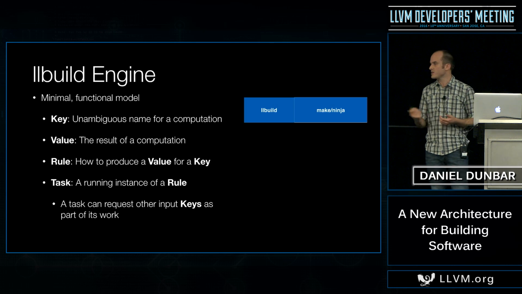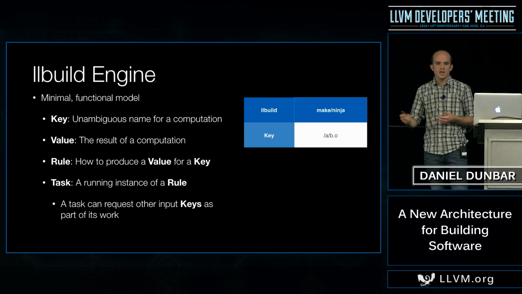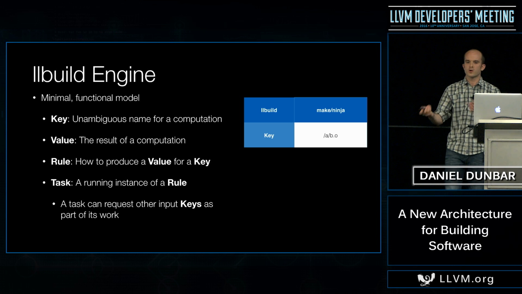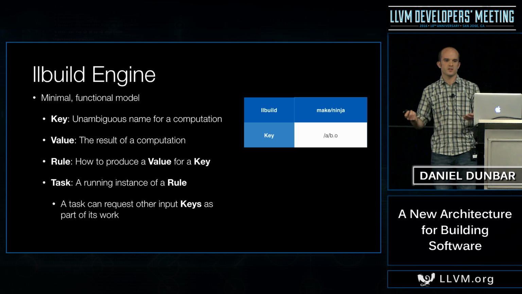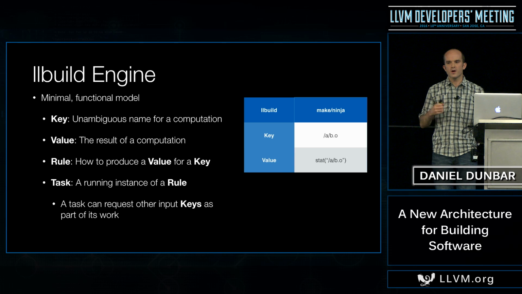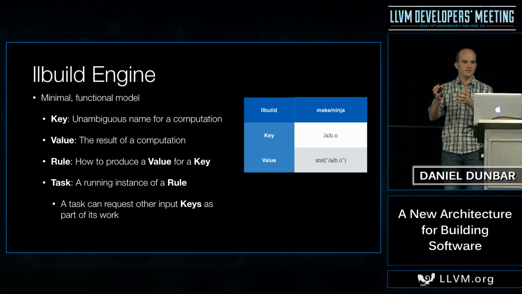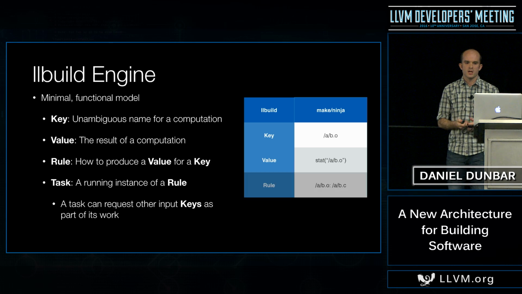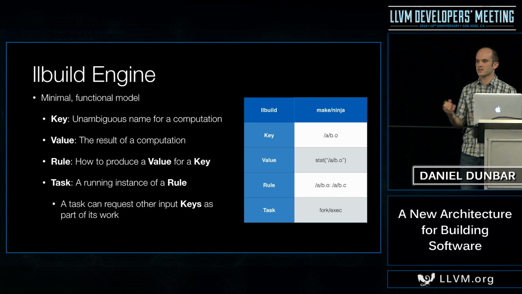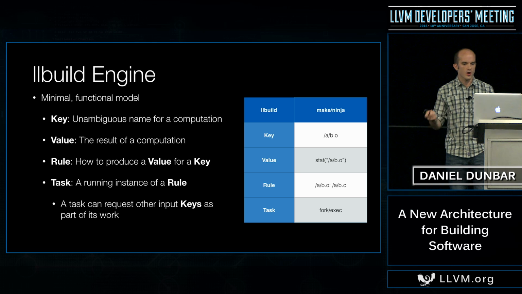So to give an idea of how these concepts map over, a key in llbuild roughly corresponds to a path on disk when you're using Ninja. A value roughly corresponds to the stat information, because from the build system's perspective, what it mostly does is make sure that that file exists. A rule is very similar to a rule in those systems, and then a task corresponds to fork and exec, the launching of the process.